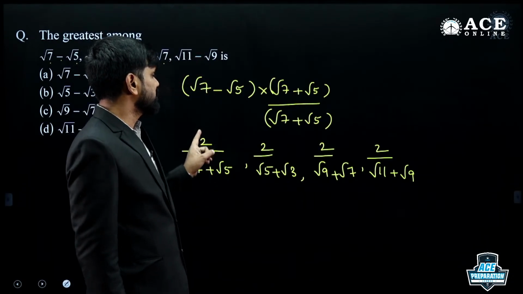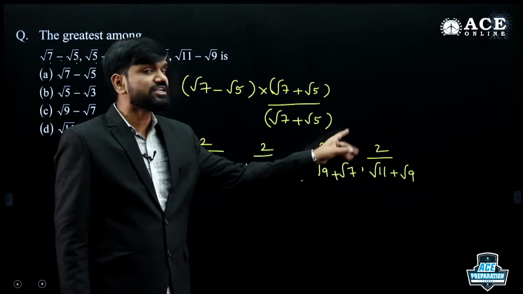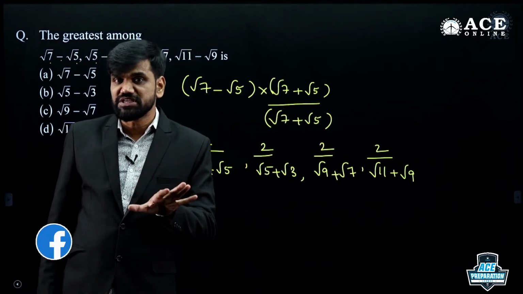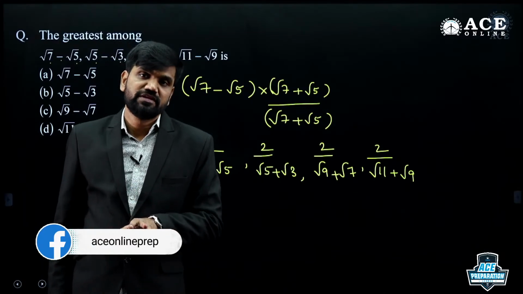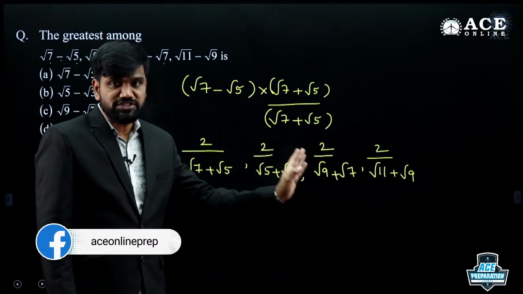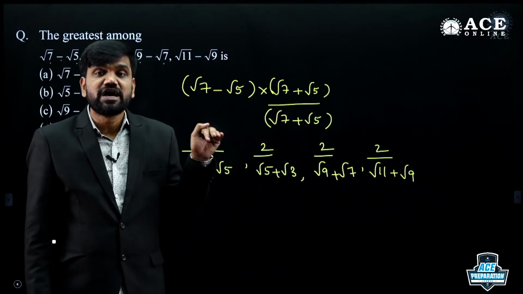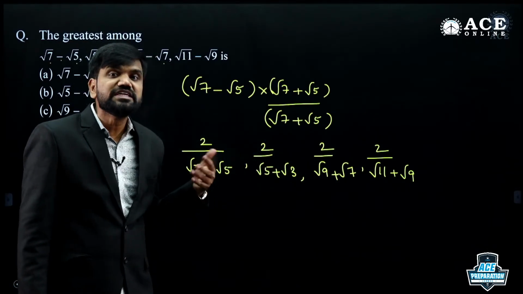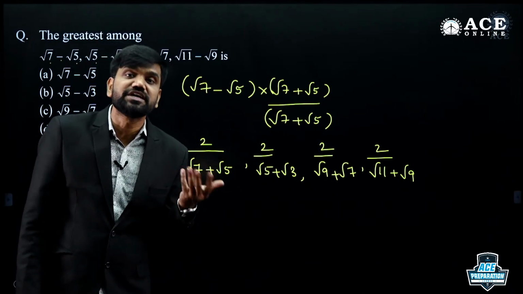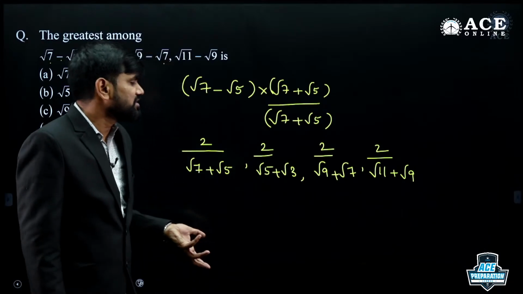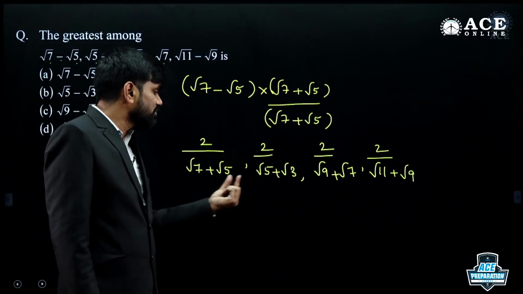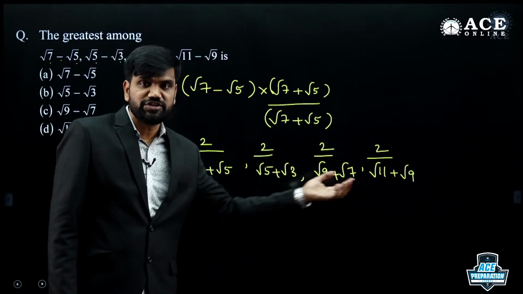If the difference is same and I go for rationalizing, all the numerators will become same. If all the numerators in a set of fractions are same, then the fraction with the highest denominator will be the least, or the fraction with the least denominator is the highest. So from among these, which is the highest denominator? Whichever set is adding up to more, that will be the highest denominator.